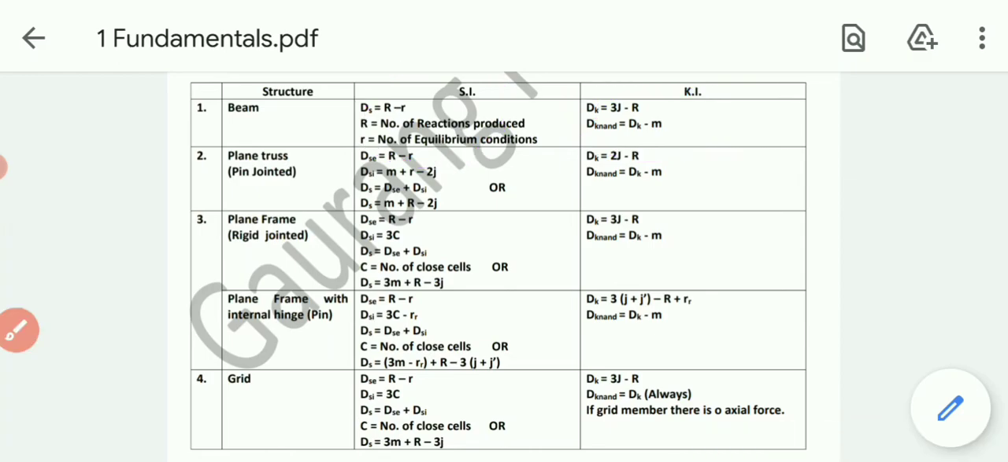So this is the theoretical portion of kinematic indeterminacy. Hope you have got all the concepts.